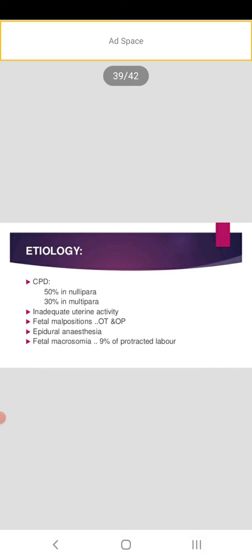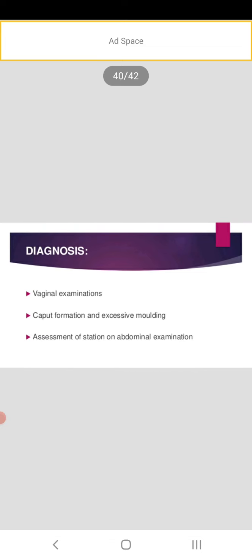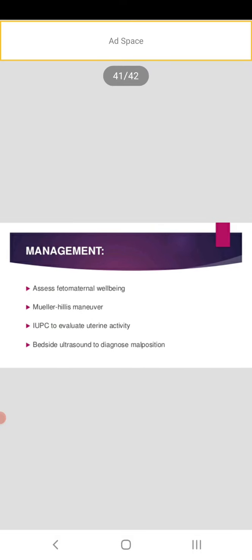Etiology: nearly 50%, inadequate uterine contractions, fetal malpositions, macrosomia. Then diagnosis: vaginal examination, caput formation, excessive molding, assessment of gestation, abdominal examination. Management: assess feto-maternal well-being, McRoberts maneuver, IUPC, evaluate the uterine activity, that is intrauterine pressure. Bedside ultrasound to diagnose malposition.